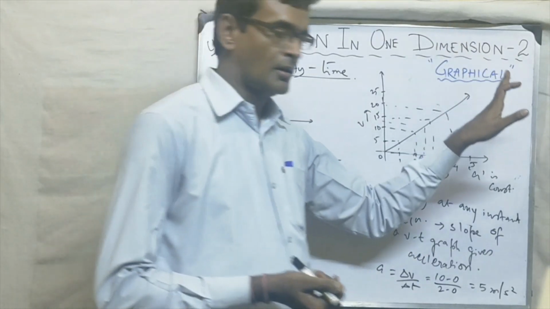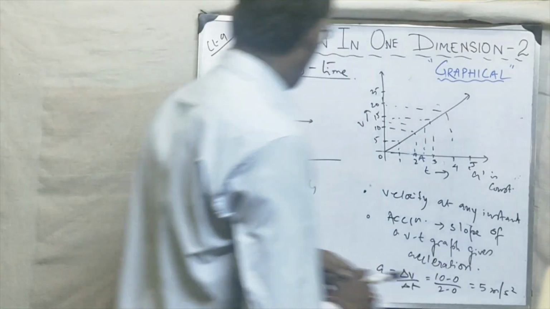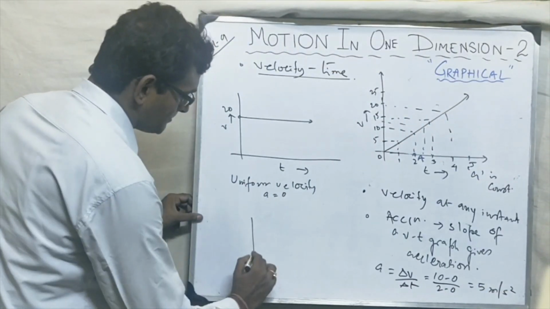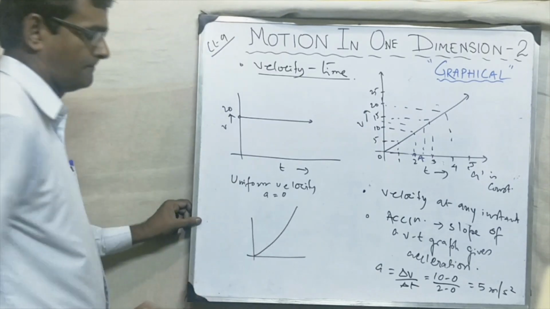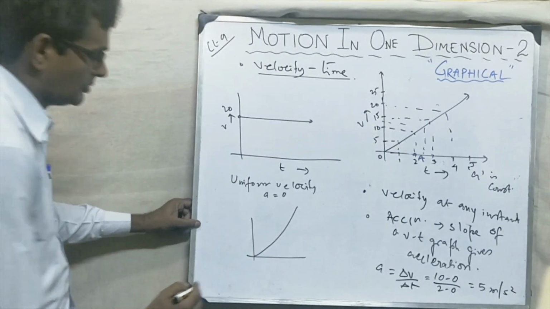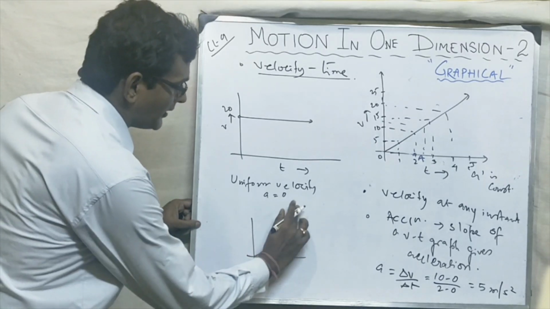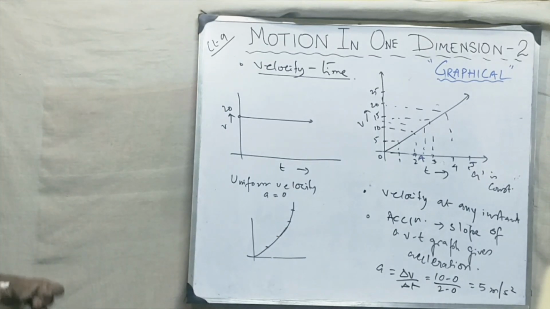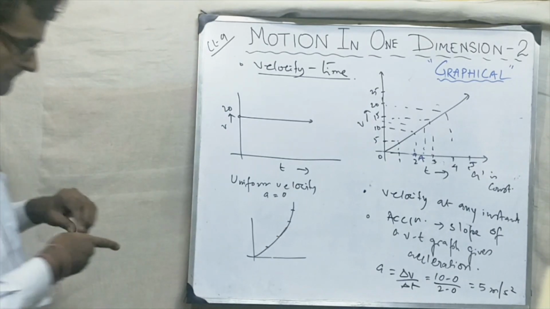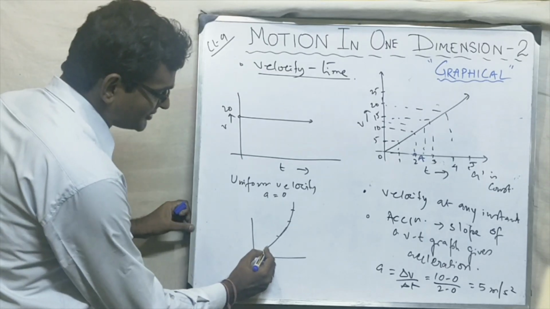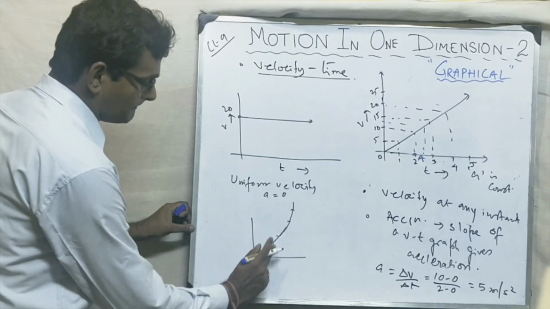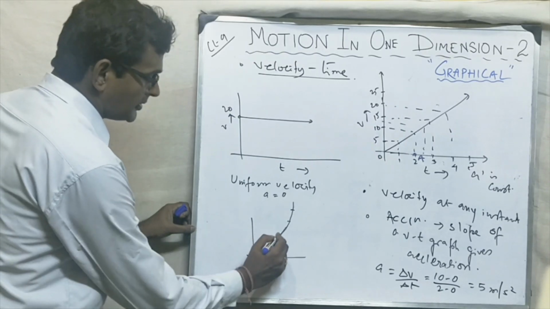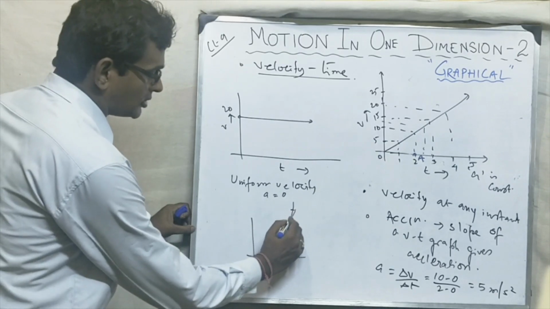Okay. Let me give you one important piece of information. It is not required at your stage. Still, suppose the graph is this way, it means that every point has a different slope. How do we draw the slope in that case? See, suppose I want to know the acceleration at this point. Then I have to draw a tangent.